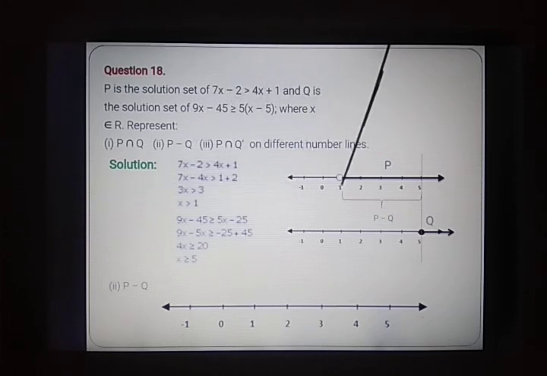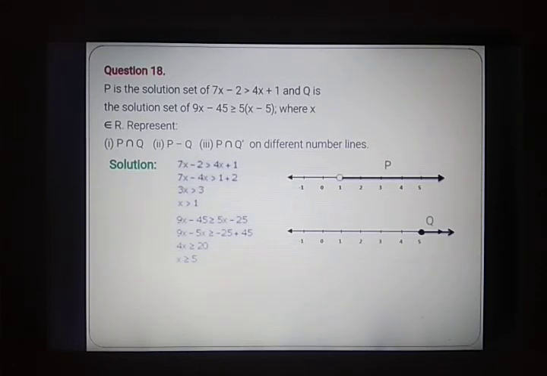See, this is already there. And I have to exclude 5 as I said here, so that's why I have removed 5 from here. So in between 1 and 5, whatever elements are coming, that will be my answer. So this is my P minus Q. So pause the video to note down.